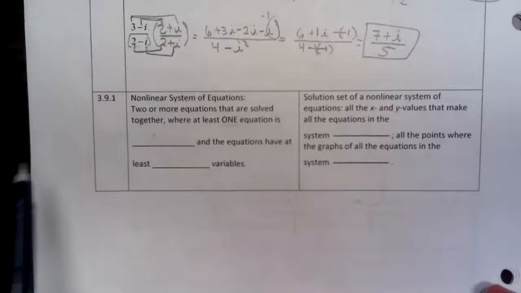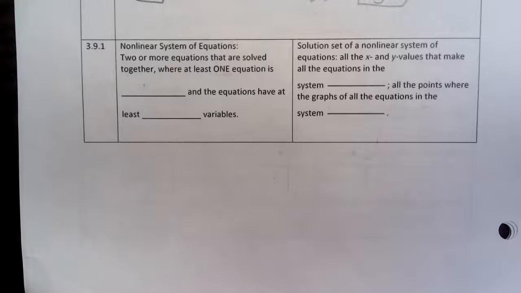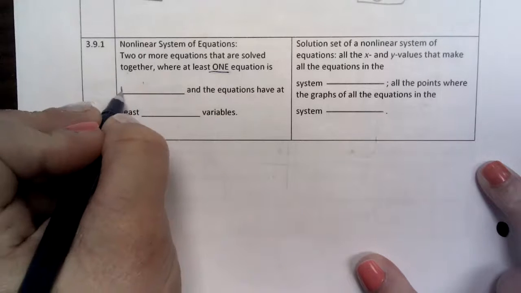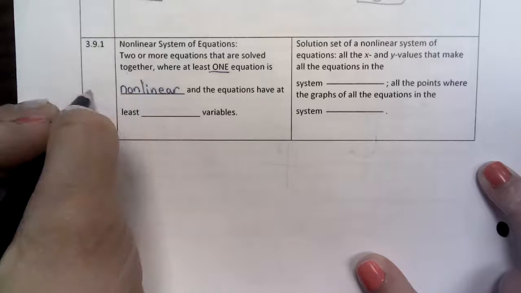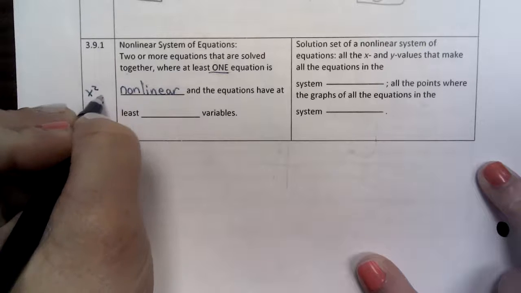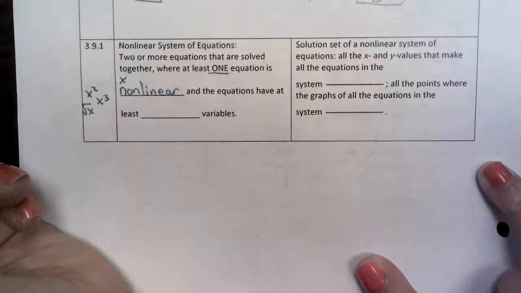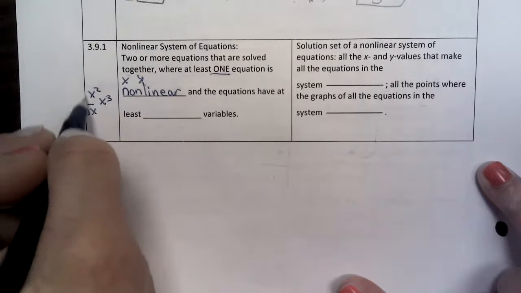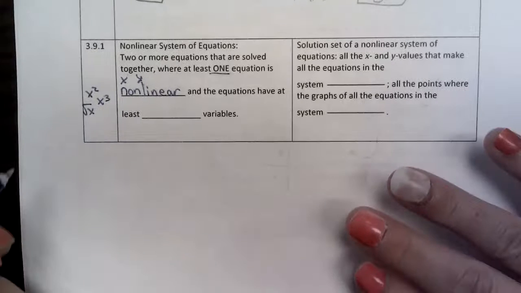Okay, so 3.9 for Algebra 2 talks about nonlinear systems of equations. If you have two or more equations that are solved together where at least one equation is nonlinear, meaning that it has an x squared or an x cubed or a square root of x. Linear would be just an x and just a y. But if it has an x or a y that's to a different power, then it's nonlinear.